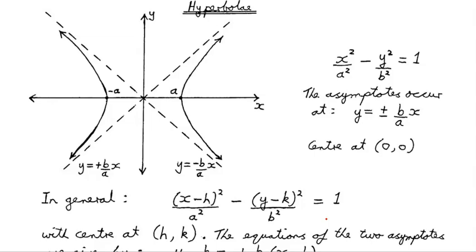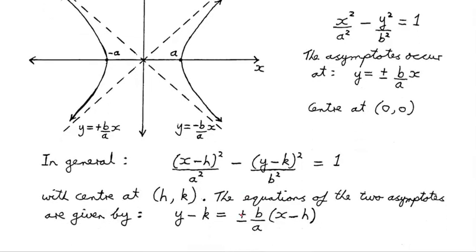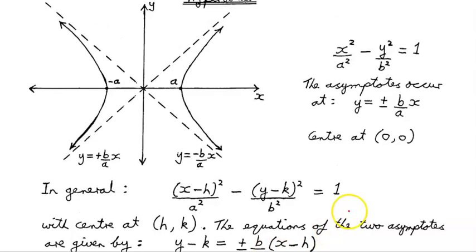Of course, if you're going to shift it left, you'd have minus minus h, so it becomes x plus h. And similarly with the y value. So the center is h, k, and the equations of the two asymptotes are given by y minus k is plus or minus b on a times x minus h.